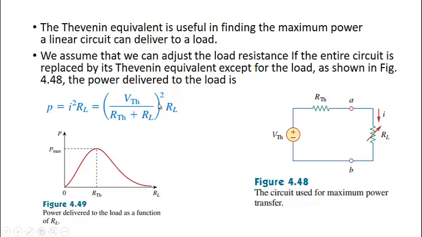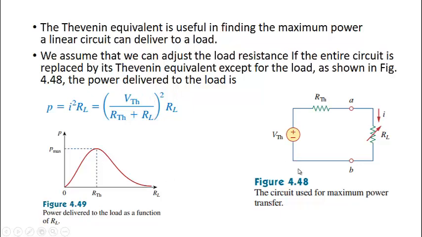When RL is infinity, this comes out to be equal to 0. When it is 0, this term will be actually equal to VTH by RTH, but this 0 makes it 0. When it is infinity, you can divide RL in numerator and denominator, so this will be VTH square divided by RTH square divided by RL plus RL. This RL will make it infinity, and the whole term will be equal to 0.